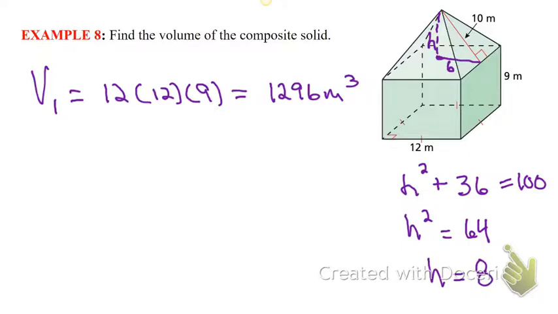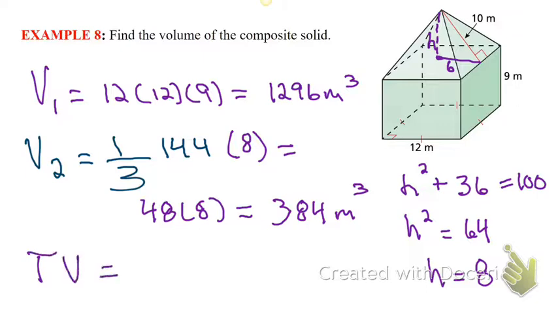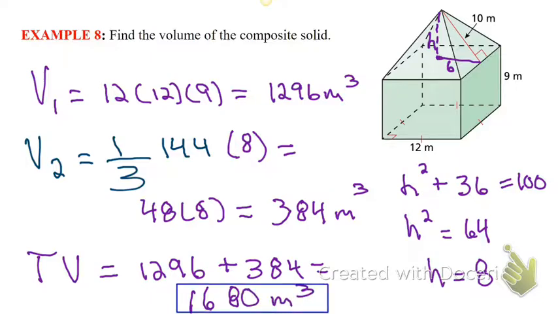So let's go ahead and find the volume of the rectangular pyramid. So it's going to be 1/3 its base area, which is still 12 times 12 or 144, times the height, which is 48 times 8, which gives us a volume of 384 cubic meters. So the total volume is going to be the volume of the prism plus the volume of the rectangular pyramid, which gives us a total of 1,680 cubic meters.